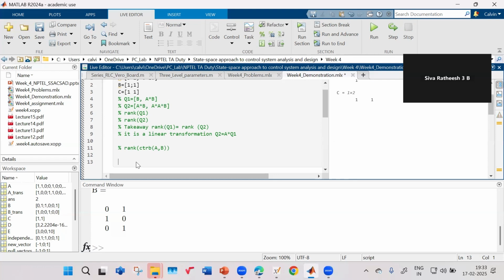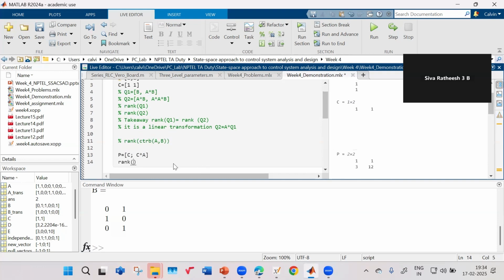What is the observability matrix? That is P. P is what? C matrix, and then C into A. Okay, so this is the P matrix. So let us find the P matrix. The P matrix is actually [1, 1; 3, 12]. And I think we have got the same as well.